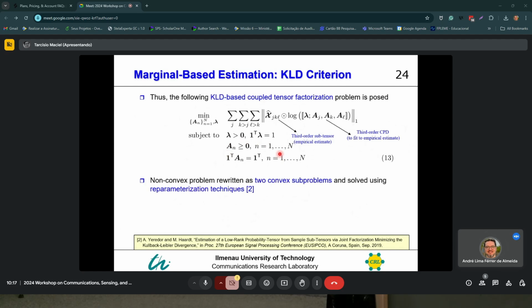And we have actually started this line of research with our EUSIPCO 2019 paper. So the non-convex problem is rewritten as two convex subproblems there, and then solved using reparameterization techniques. And the KLD criterion actually outperforms the least squares criterion with respect to estimating the true PMF, as we will also see later in the simulations.